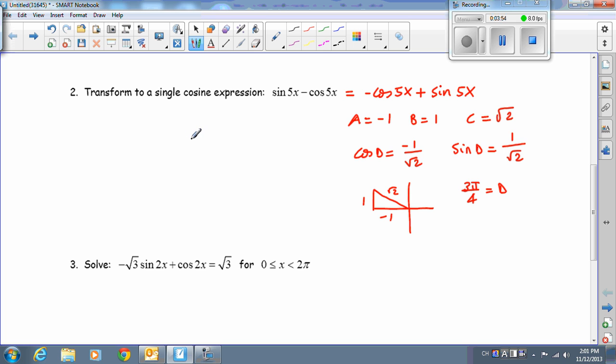Now that I have the value of d, I will say c cosine of 5x. Note that I'm using the same argument here. The argument was 5x, and I'm using 5x. c cosine (5x minus 3 pi over 4). I should say minus d. And of course, instead of c, by the way, I can replace it by the correct value. And my c here is square root of 2, cosine of (5x minus 3 pi over 4).